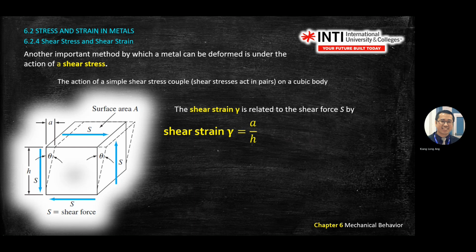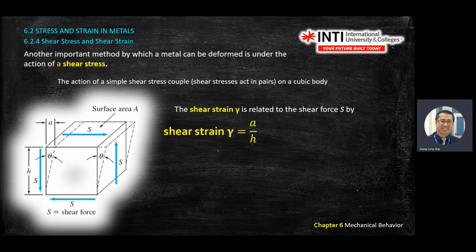Again, you look at the word strain. What I mean by strain is a deformation. It means there's a change of shape or a change of length. In this case, you take A divided by H, because it's a shear. Shear deals with the direction of the force relative to the cross-section area. So you take A divided by H.